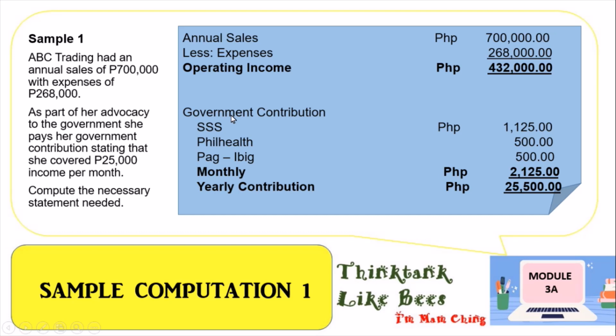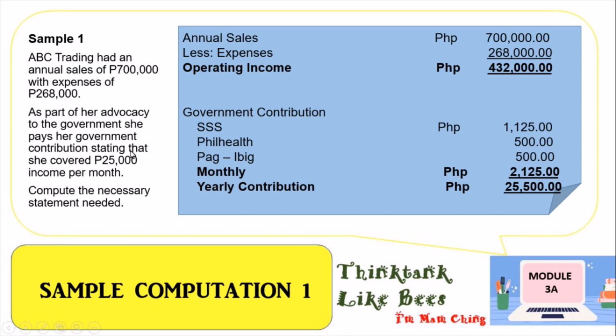For the government contribution, she says that she wants to cover 25,000 per month. Because 25,000 exceeded the maximum amount of 24,750, it's the maximum. So we have an SSS contribution of 1,125.